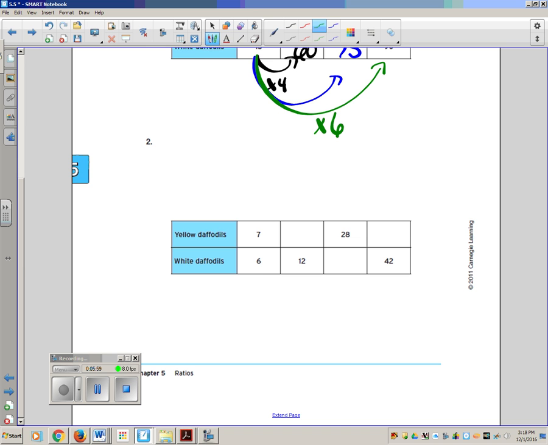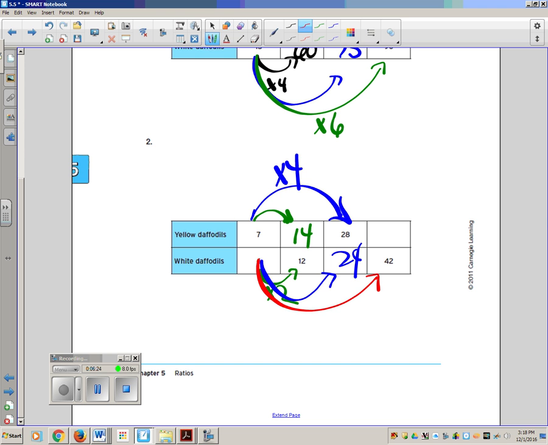Yellow and white. 7 to 6 this time. 6 times 2 is 12. 7 times 2 is 14. 7 goes to 28. We multiply by 4. 6 times 4 is 24. And this last one, 6 goes to 42. I multiply by 7. 7 times 7, I get 49.